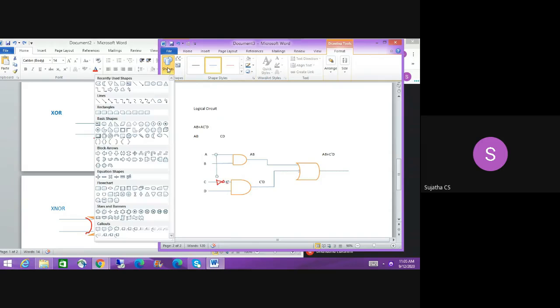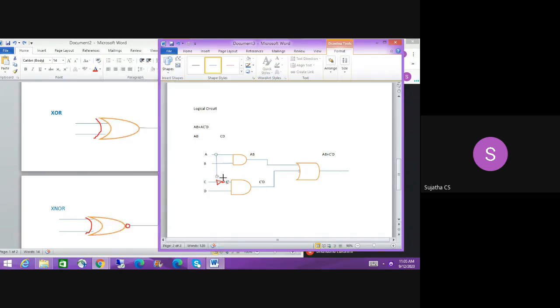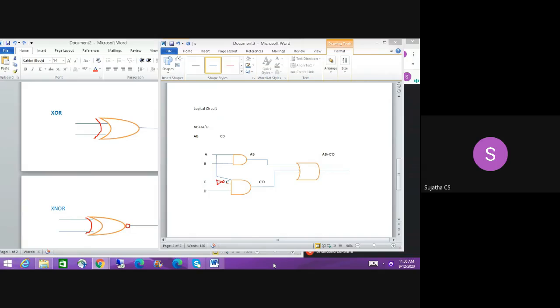And then one more time. You have to draw nicely, okay? So I'm just drawing, dancing here and there.